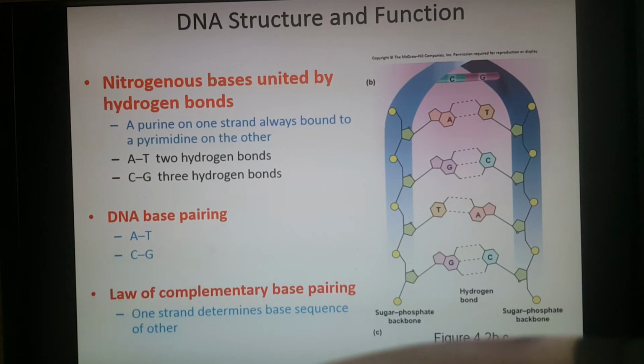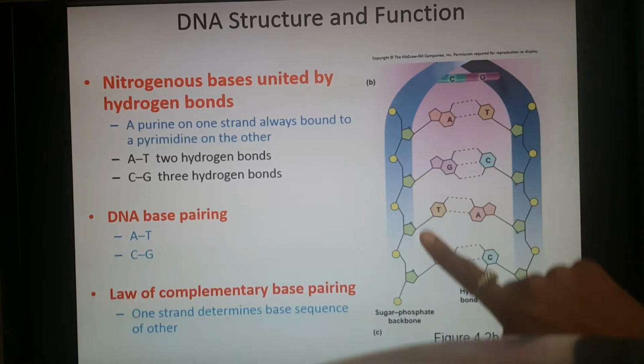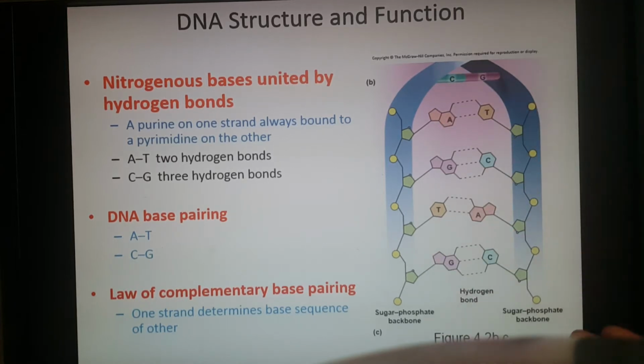So they're going to match always. So this is called the law of complementary base pairing, where the sequence on one strand will determine the sequence on the other strand.